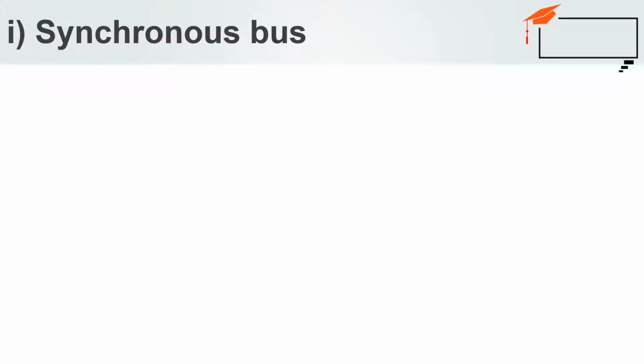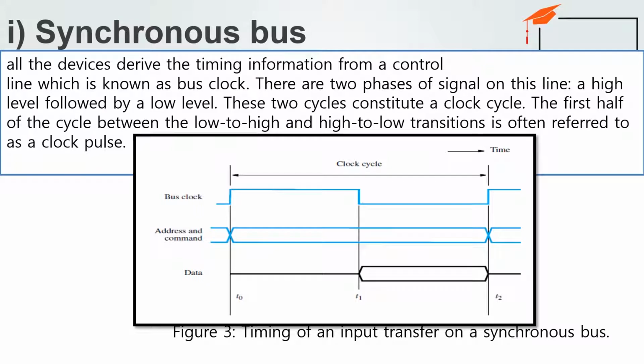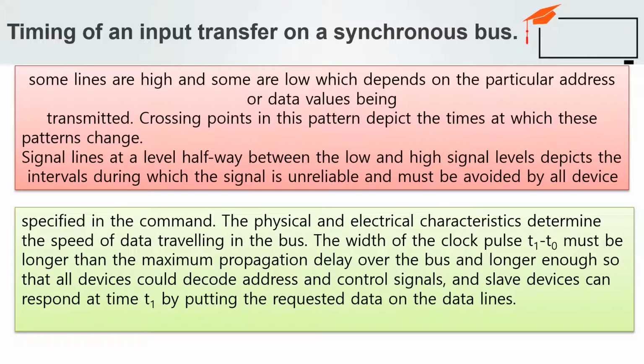I. Synchronous bus. On a synchronous bus, all the devices derive the timing information from a control line known as the bus clock. There are two phases of signal on this line, a high level followed by a low level. These two phases constitute a clock cycle. The first half of the cycle, between the low-to-high and high-to-low transitions, is often referred to as the clock pulse.